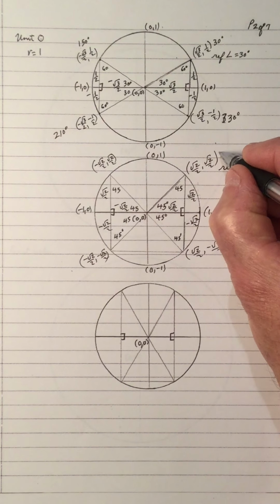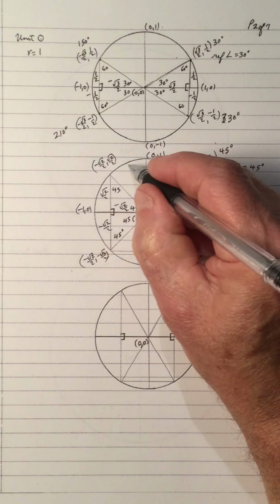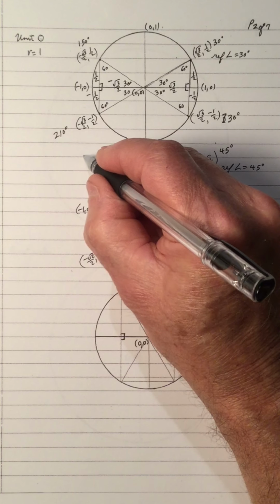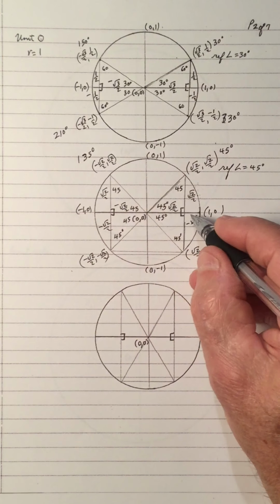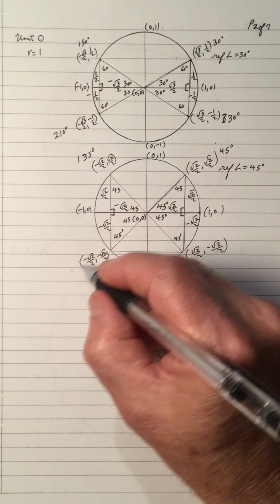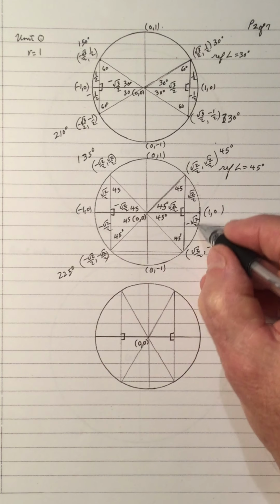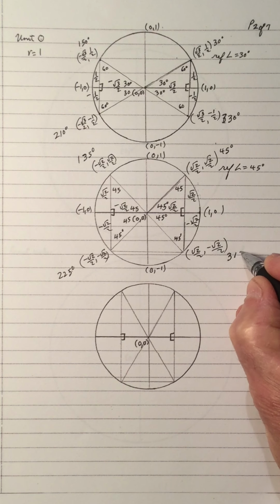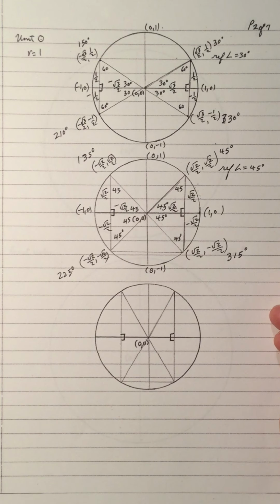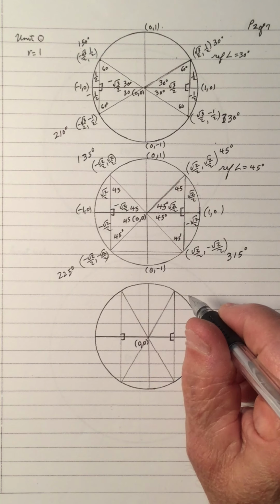And the rotation here is 45 degrees. And this one is 180 minus 45. This is 135 degrees. This one is 180 plus 45, so it's 225. And this one here is 360 minus 45, which is 315 degrees. Just reviewing what was done in the previous videos.